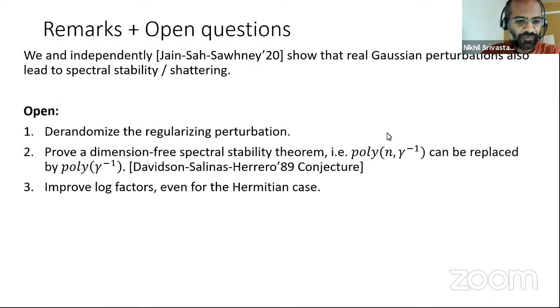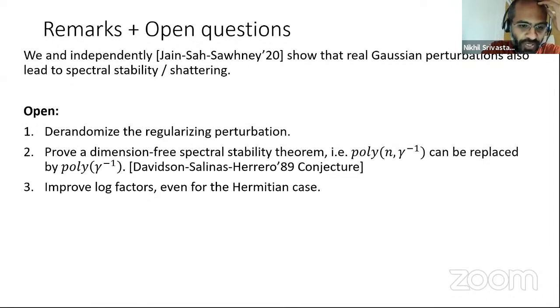And then there are a number of open questions. The first question, which speaks to Nick's question, is how do you actually find the regularizing perturbation? I've told you that if you add a random matrix, a number of good things happen. But actually, I have no idea how to find such a regularizing perturbation without using randomness. So that's maybe the outstanding open question right now.